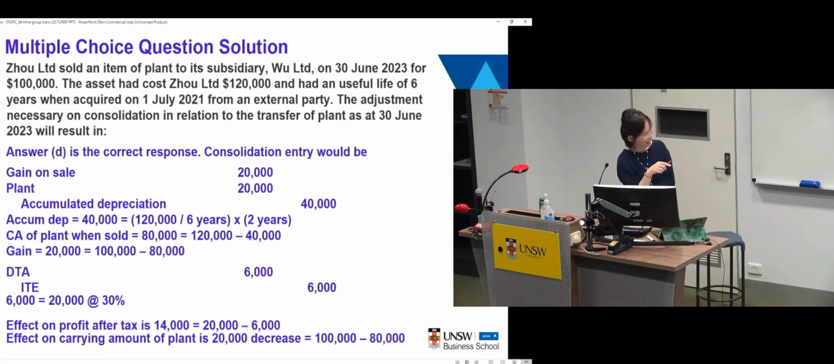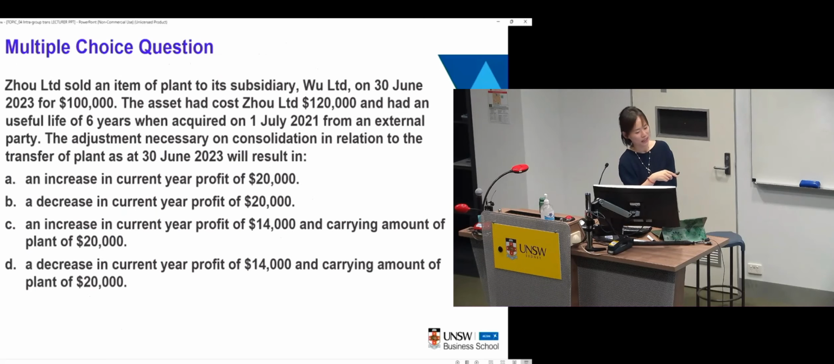Okay, now why is it not C? So the answer is D. Why is D not C? Let's have a look at what C is. Increase. Is that increase or decrease? C is exactly the opposite, right? You prepare the necessary worksheet adjustment in relation to the transfer of the plant. What is the impact of your adjustment on the group profit? It's not an increase, it's a decrease.